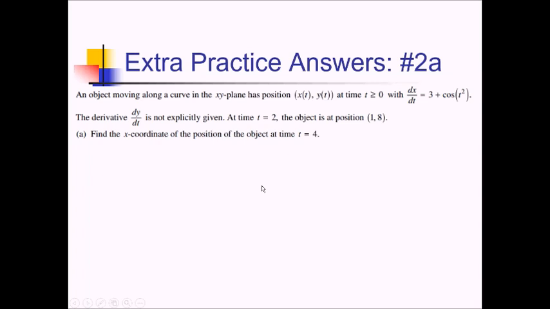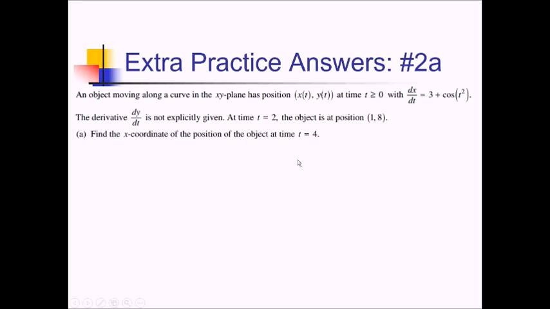On this calculator-based free response, we have an object moving on a curve in the xy plane with this parametric definition for its position, and we have x prime given to us, y prime, dy over dt, they didn't give us. At time 2, they're telling us we're at 1, 8 for a location. So for the first part here, we want to find the x-coordinate of our position at time 4. Okay, well, let me go ahead and set this up, and then I'll use the calculator to help me out.